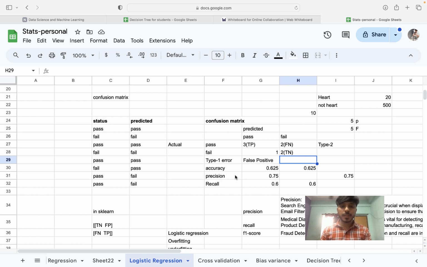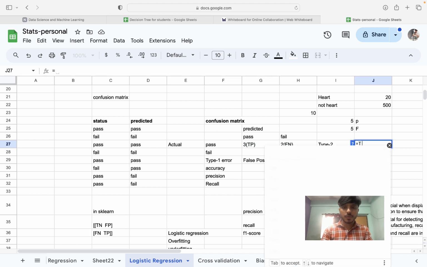So precision is nothing but, out of all the positives predicted by your model, these are the positives predicted by the model, right? How many of them were actually correct? So 3 were correct out of 4. Similarly, recall is, out of all the actual passes, how many of them, all the passes predicted by the model were actually pass values. Okay, so out of all these, how many of these are correct? So with the formula you will understand better.